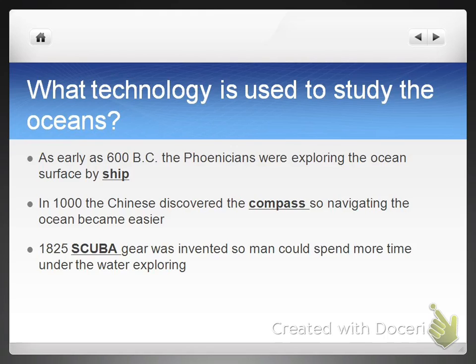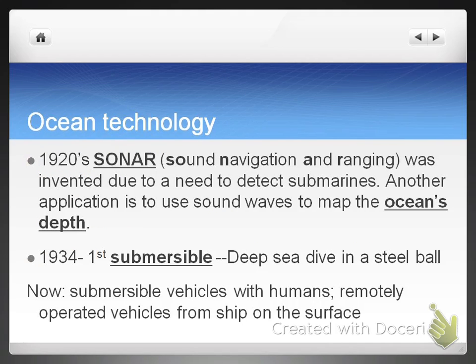The Phoenicians, an ancient civilization, were some of the first to leave evidence that they went exploring the ocean, and they used a ship. They would have probably navigated with the stars and not too far from land. But the ancient Chinese discovered the compass in 1000 BC. Another important event was the invention of scuba gear, so man could actually spend time underwater and be able to breathe. In 1920, sonar was invented, as a result of the problem with the Germans sinking.